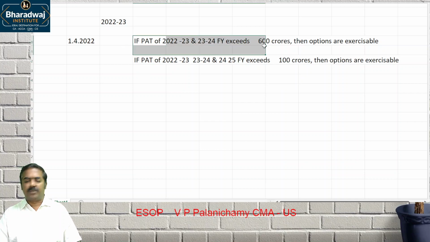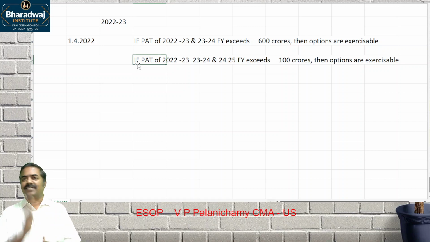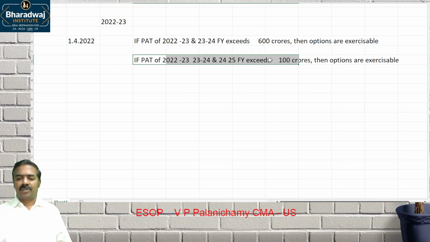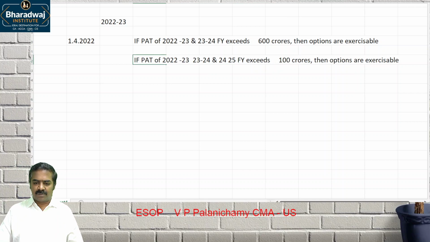First 2 years, what should the company earn totally? First 2 years, if you earn 600 crores, the options are exercisable. If that is not met, for example, at second year end you work out that it is not coming to 600 crores, then the options are exercisable in the third year, provided that the 3 years' profit exceeds how much? 1,000 crores, not 100 crores, 1,000 crores.